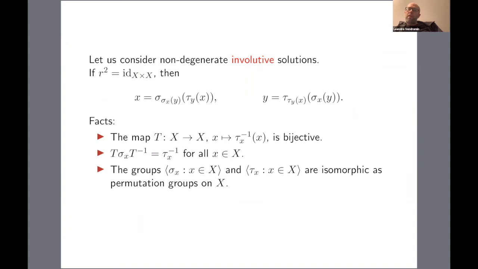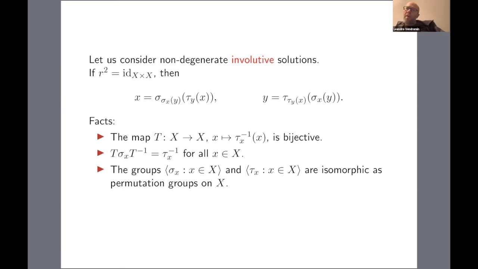Involutive solutions are those solutions such that the square of R is the identity, right? So the funny thing here is that, if the square of R is the identity, then you don't need to know a lot about it. You don't need all the sigmas and all the taus. You only need half of them because you have these two equations that I wrote there. So you can, for example, find an expression for all the taus using only the sigmas, okay?